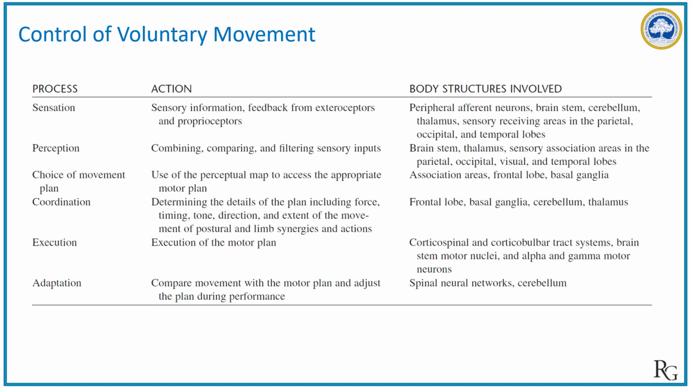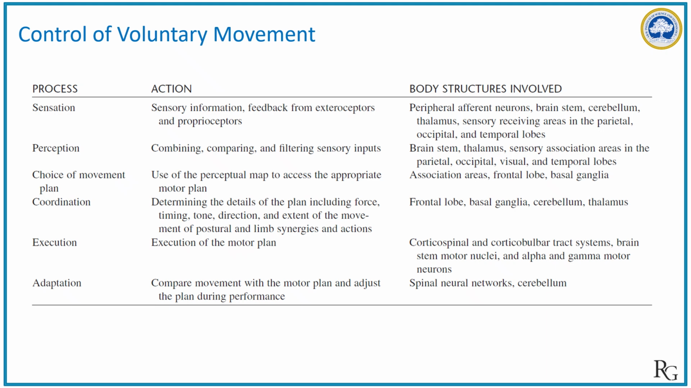After selecting the movement plan, the next stage is coordination. In this step, the brain determines all the necessary details of the plan, like the required muscle force, timing, tone, direction, and extent of movement for both postural and limb synergies.